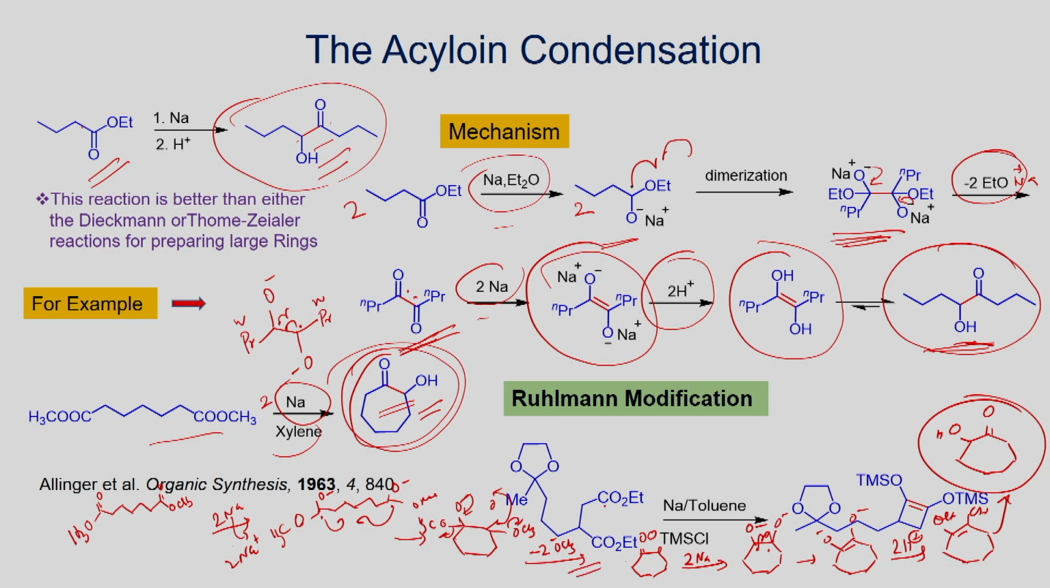Similarly, in this case, you have this diester, and here the carbonyl group has been protected by ethylene glycol. Once you have the acetal protecting group, which is stable under these conditions, you can react with sodium in toluene, and you will be able to form the intermediate. You can couple these two ester groups, and when you quench with proton, you get the diol. Instead of that, you can use 2 equivalents of trimethylsilyl chloride.